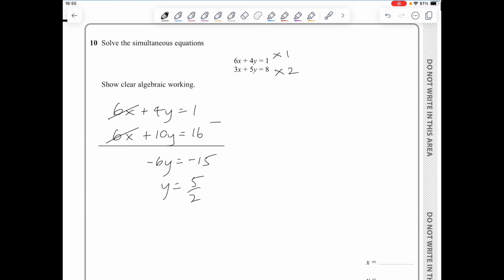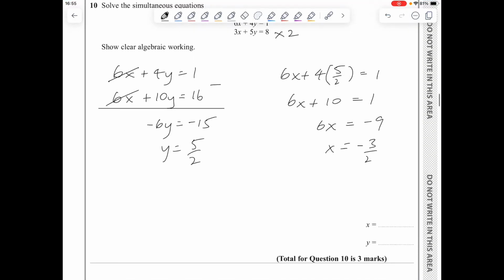And I'm going to replace y into the first equation. So 6x plus 4 times 5 over 2 is equal to 1. So 6x plus 10 is 1. 6x is equal to minus 9. So x is minus 3 over 2. And those two are the final two answers.